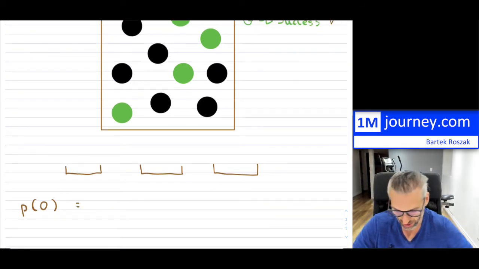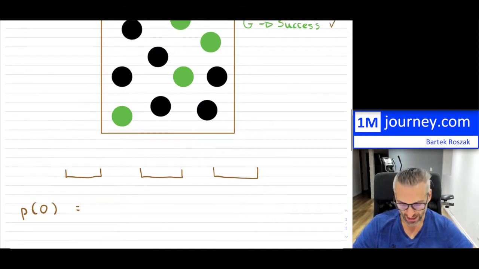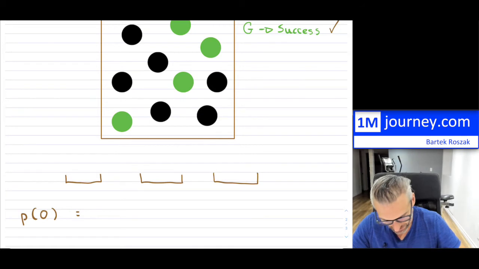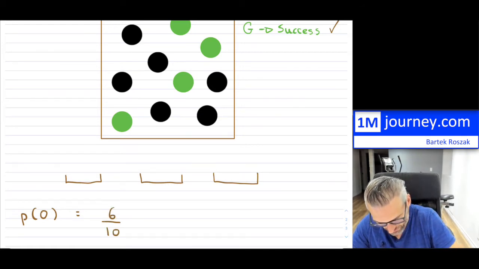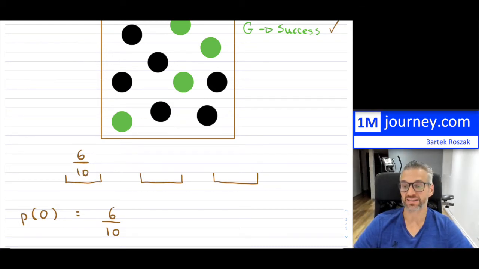Now you can say, okay, on the first try, what would have to happen is we would have to pick a black ball. Picking a black ball on the first attempt, well, we have 6 out of the 10. So that's 6 out of the 10. That's the probability on the first one that we're picking a black one.